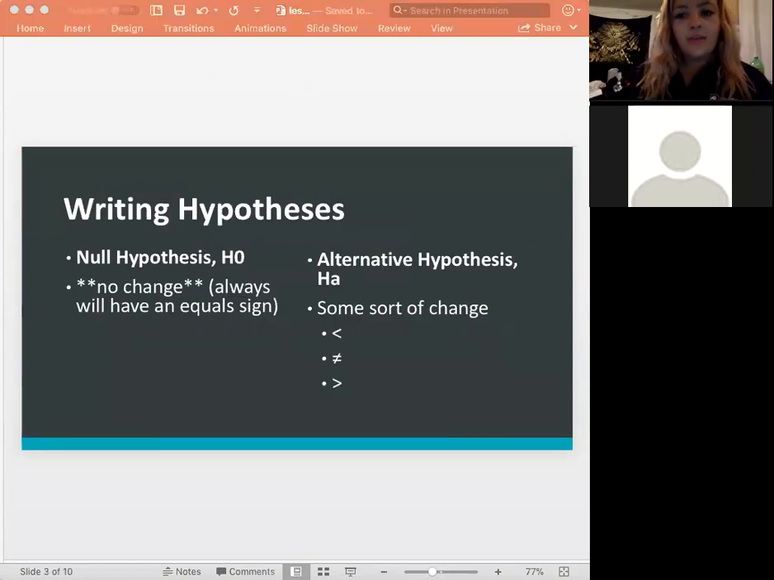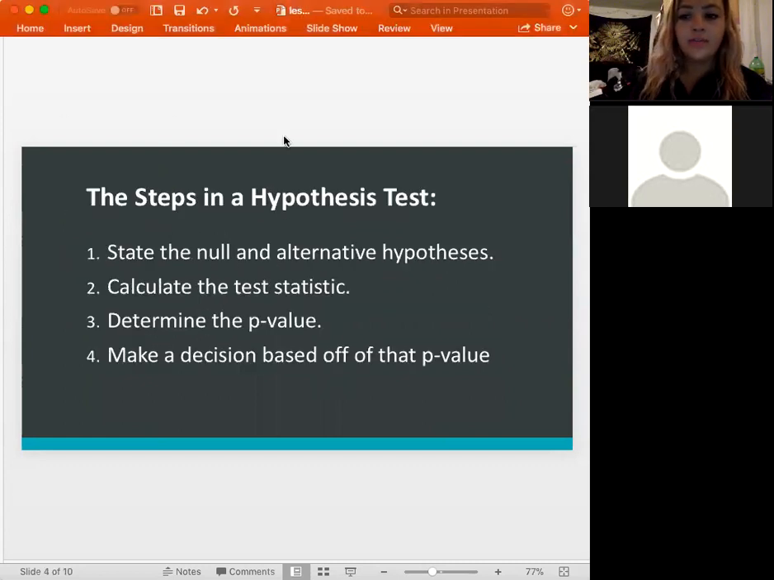There are two different types of hypotheses that you can have: your null or your alternative hypothesis. Your null hypothesis is always going to have an equal sign in it. There's going to be no change, because that's the whole idea of it, saying that there's no change going on. That's why there's always an equal sign. And then you have your alternative hypothesis, which shows that there is some sort of change going on. The examples there are less than, not equal to, or greater than. That's never going to have an equal sign because the alternative hypothesis is talking about there being some sort of change. So obviously, if there is a change, you are not going to have an equal sign in there. So those are your two different types.